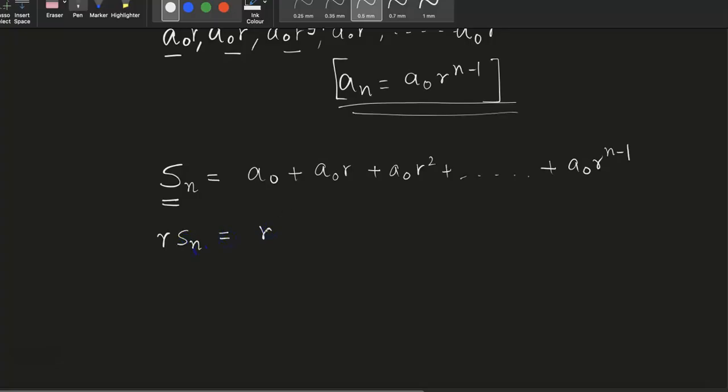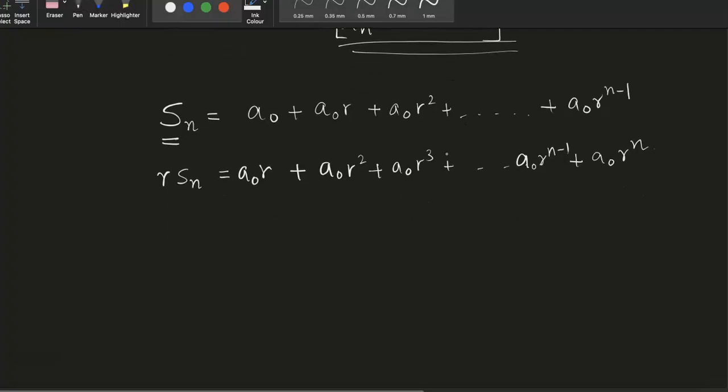and this will become r times a0, so I will write it as a0r plus a0r square. Each term gets multiplied with r, right? And then at the end you will get a0 r to the power n. Note that there will be one more term here, a0 r to the power n minus 1. Okay. Now the next thing that you do is subtract this from the previous equation.